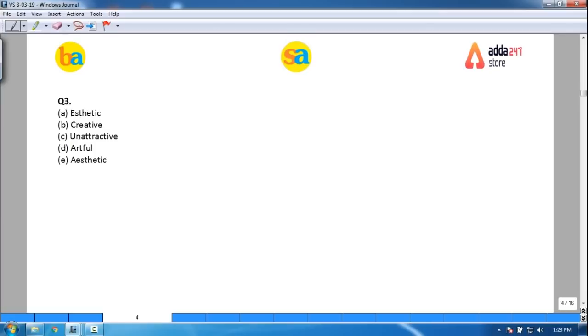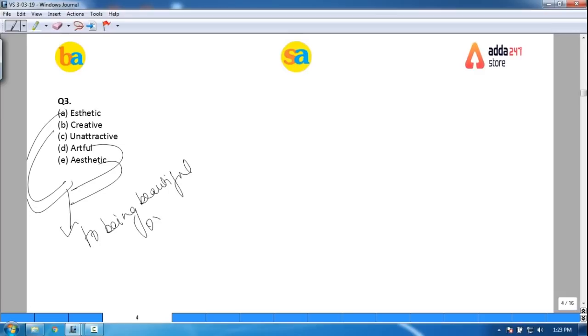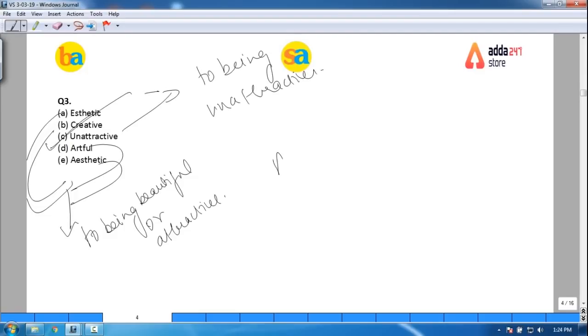एस्थेटिक, क्रिएटिव, अनअट्रैक्टिव, आर्टफुल, एस्थेटिक. तो यहां देखें इन सबका मीनिंग होता है टू बी ब्यूटिफुल or attractive, while अगर हम इसका देखें to being unattractive, तो antonym हमारा यहाँ पर C unattractive.